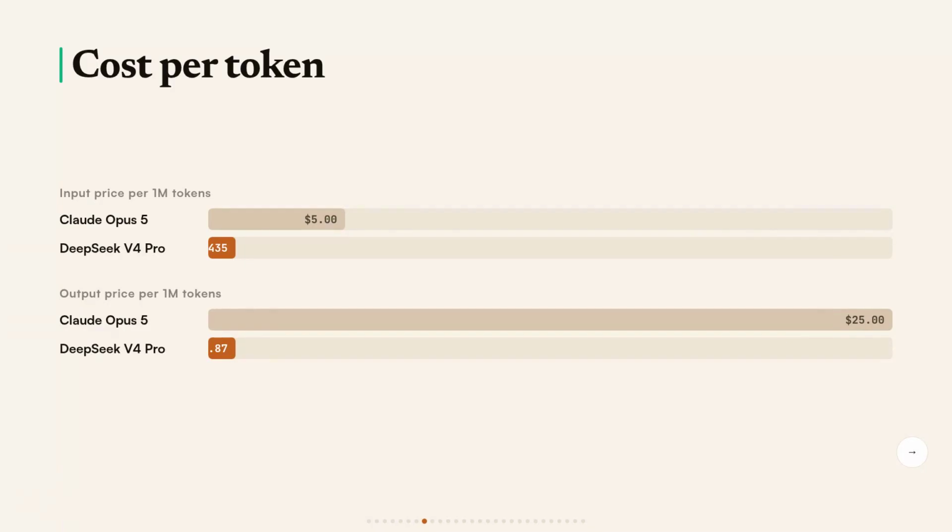Qwen 3.8 Max landed right in the middle when it launched its own pricing, at $2 per million input and $6 per million output. Claude Opus 5 sits at the top, charging $5 per million input and $25 per million output. Do the math on output tokens alone, and DeepSeek V4 Pro comes out roughly 28 times cheaper than Claude Opus 5. Qwen is nowhere near that cheap, but it's still several times less expensive than Claude.